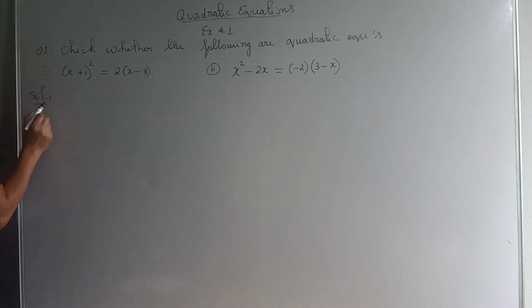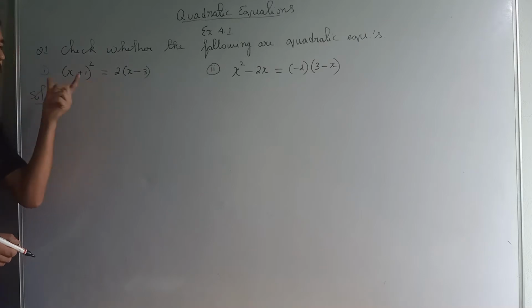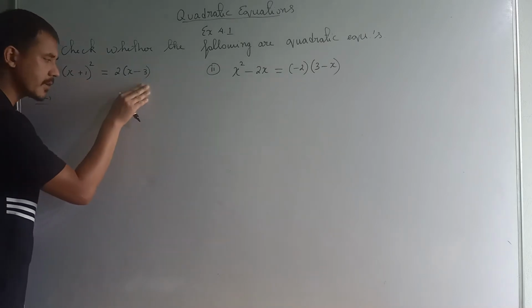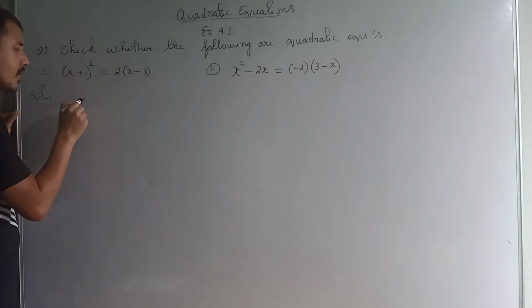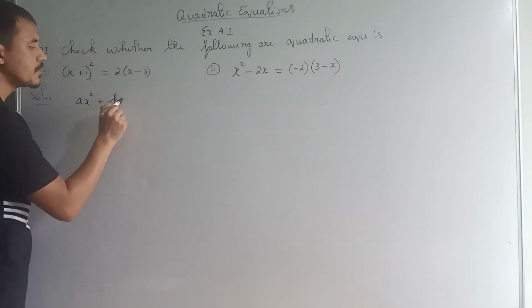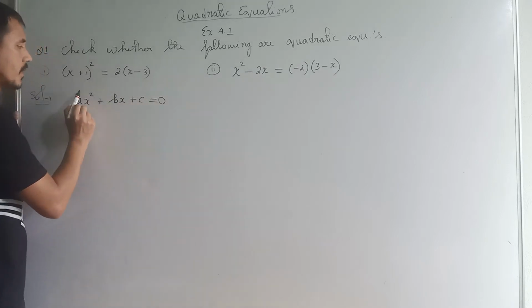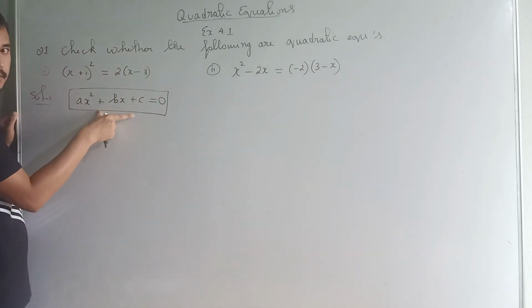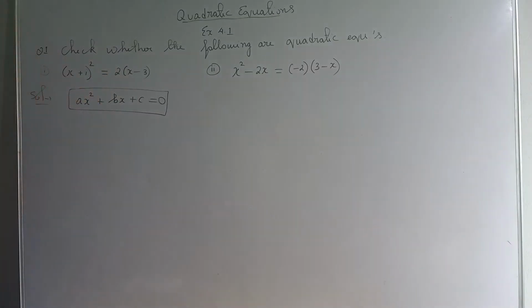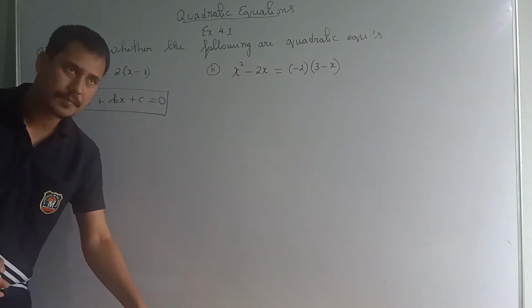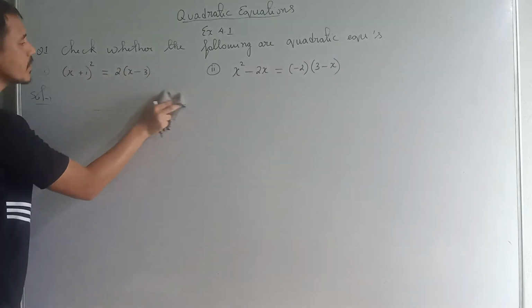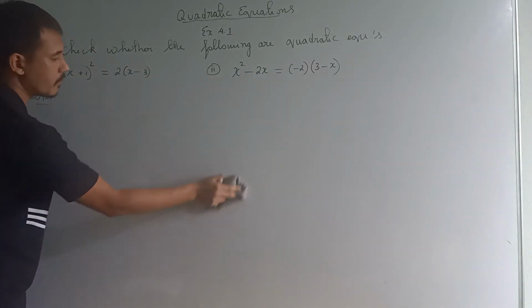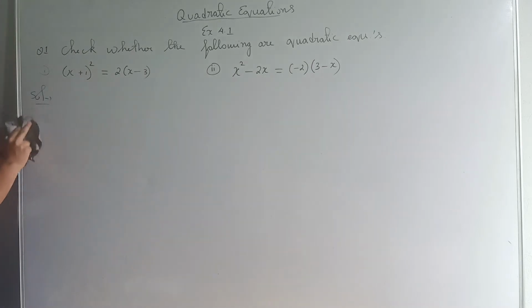Let us see. Okay, these are your given equations. Okay, in Roman 1, this is your given equation. If we can convert this equation in the form of ax squared plus bx plus c equal to 0, if we can convert the above equation in this form, then that given equation will be called a quadratic equation. Okay? So let's see whether they can be reduced in the form of ax squared plus bx plus c equal to 0.